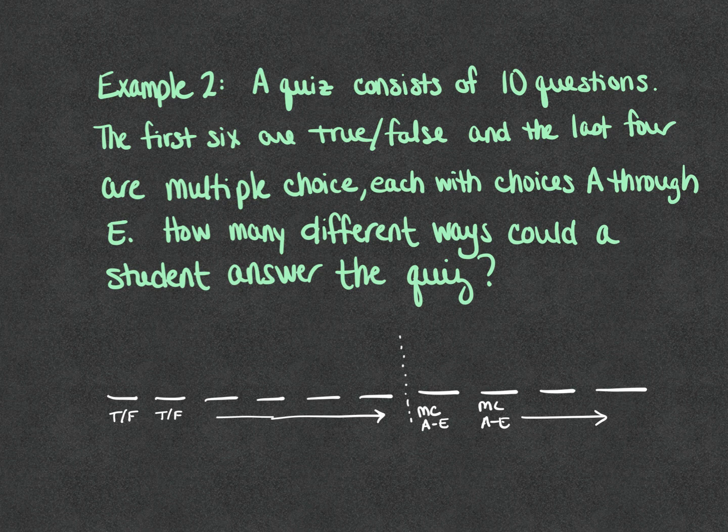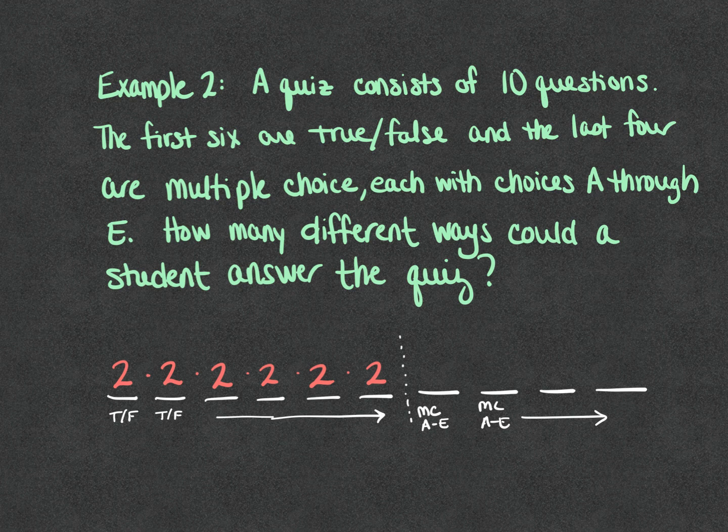Okay, so that's what the blanks represent. And the number we're going to put in the blank represents how many choices we have to make that decision. So the first decision we have to make is the first question true or false? And so we have 2 choices for that decision. We can pick true or false. For the second question, again, we have 2 different possibilities, true or false. And that would be the case for each of the first 6 questions.